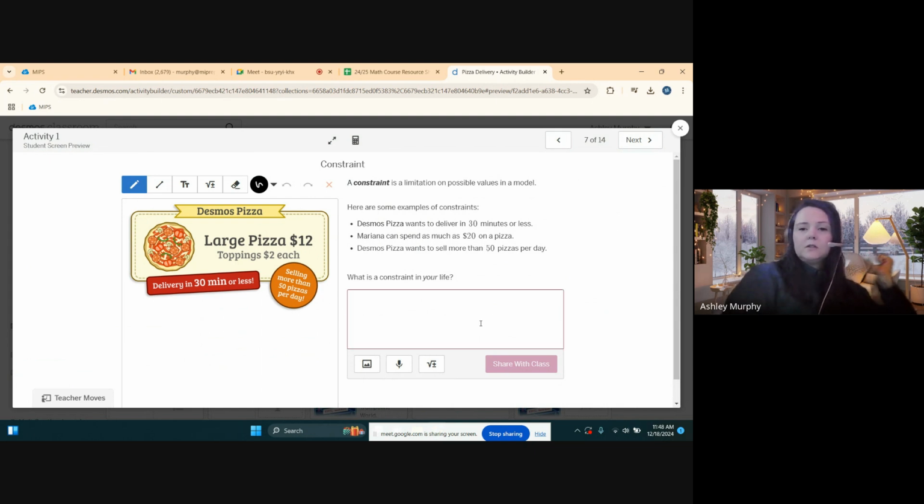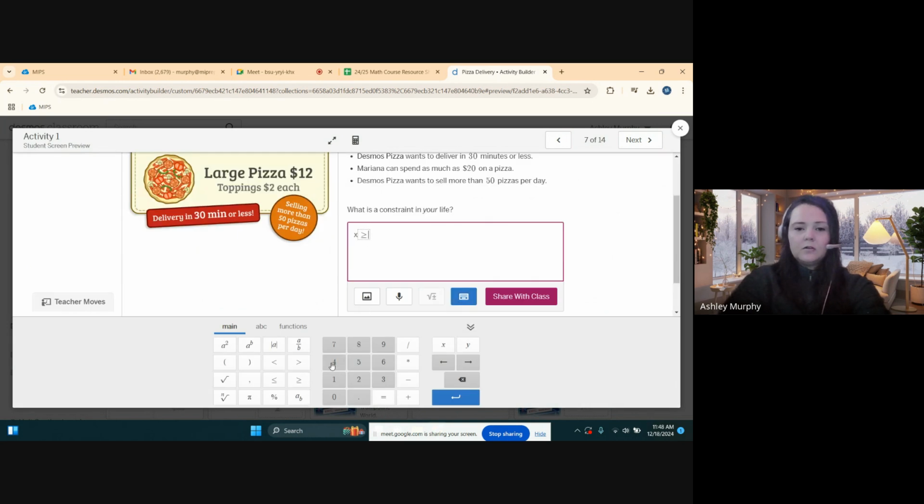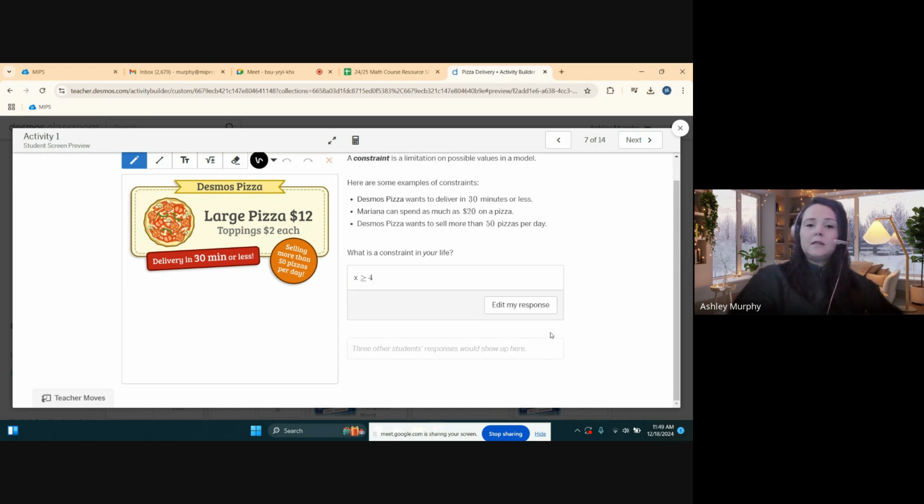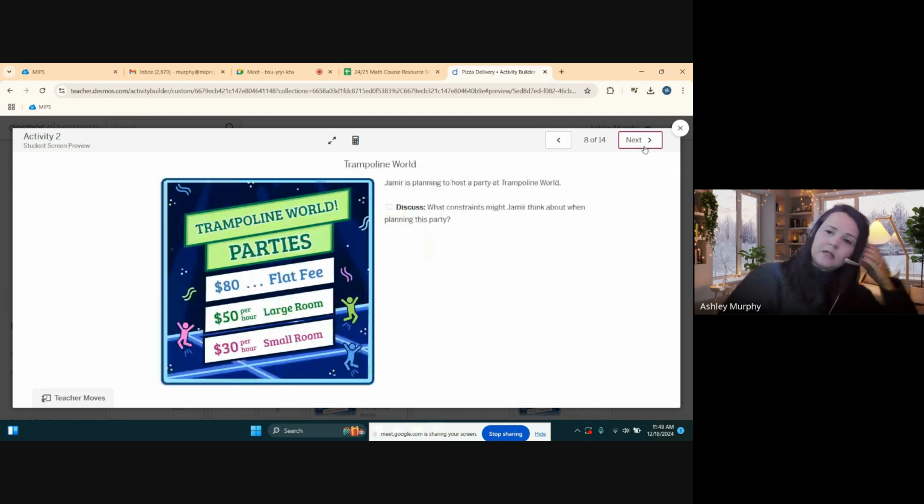Well, I would say we can come up with our own example. And I'm going to put this one out here. Greater than or equal to 4. So this constraint, x is greater than or equal to 4. This example that I'm giving you is you should be spending 4 hours a day on your schoolwork for all your classes or more. If you're only doing 1 or 2 hours of school a day, then that's not enough.